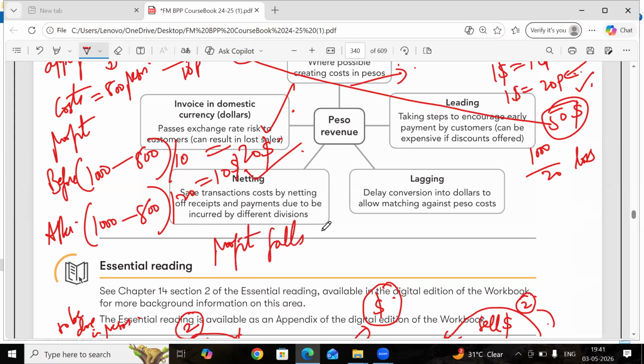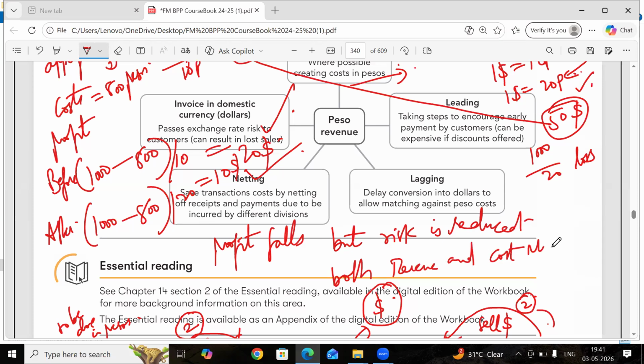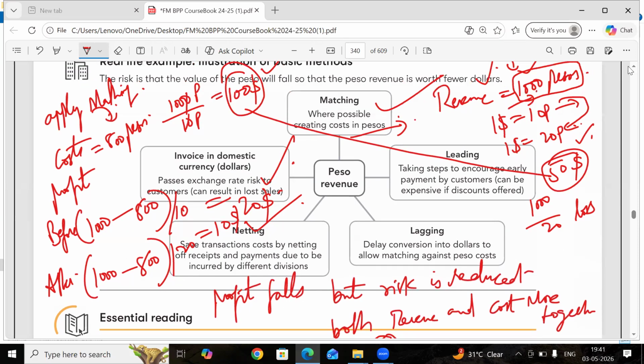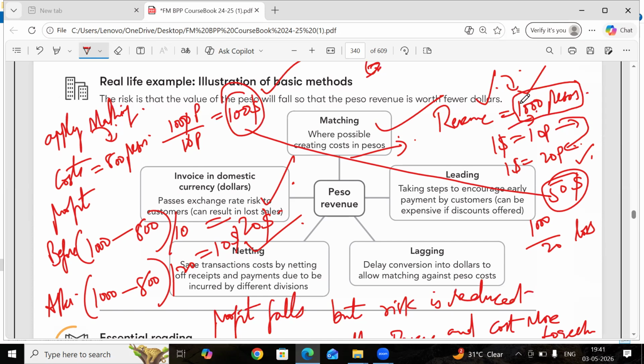Profit falls. Yes, profit is falling, but risk is reduced because both revenue and cost move together. Very simple. See, what happened is previously you were only looking from revenues perspective. You converted your revenue and you saw that if it is $1 10 pesos, you get $100. If it is $1 20 pesos, you get $50. So there's a loss of $50. See, 100 to 50, $50 loss.